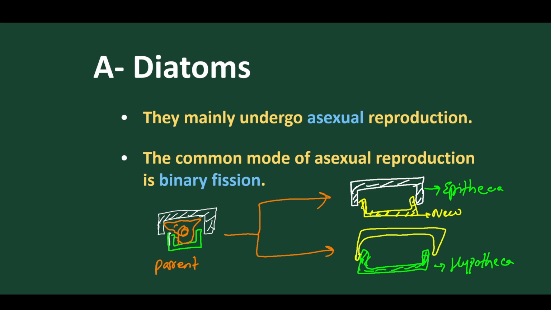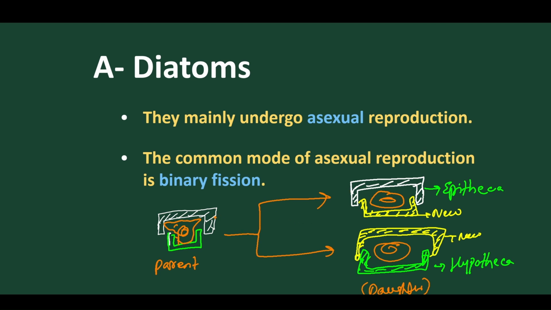So the parent cell wall is retained and only the daughter cell wall is being formed, and this is the new one. So this is what happens. Now the reproduction takes place like this. Got it? So these are the daughters. Each daughter retains about half of the parent cell wall.